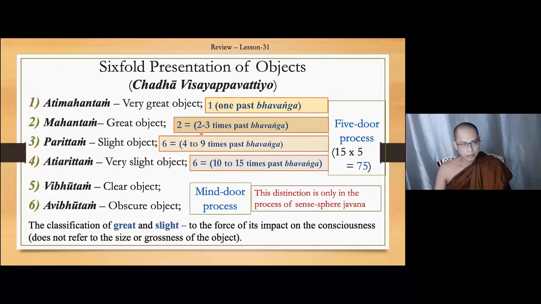Then, okay, this slide we also studied in lesson 31. Due to the different aramana, different objects. The name for object in Pali is aramana. But here the word visaya patti is used. Visaya here is aramana. Patti is the object coming into the avenue of the sense faculty. So coming together, the object and the sense faculty, the five-door process arises.